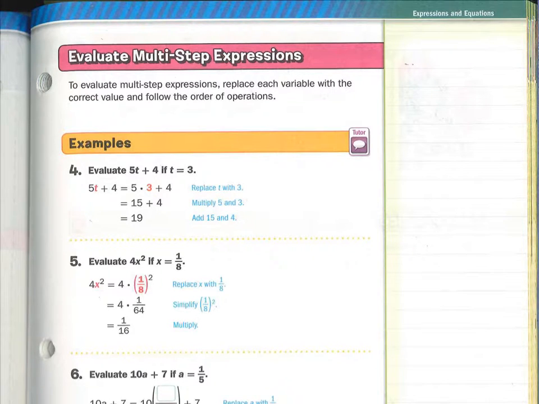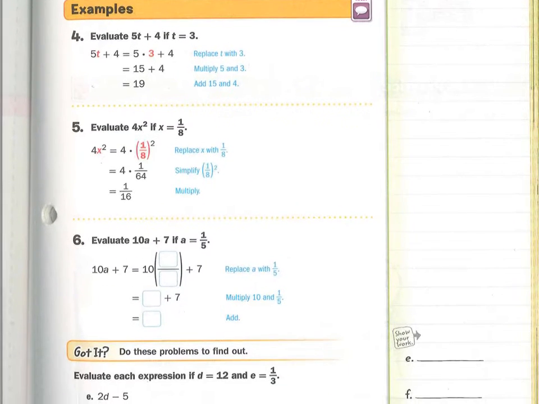Okay, now we're getting into solving multi-step expressions. So again, instead of only adding or only subtracting, we're going to be doing more than one step. Okay, so we have a couple examples here. The first one says, evaluate 5t plus 4 if t is equal to 3.